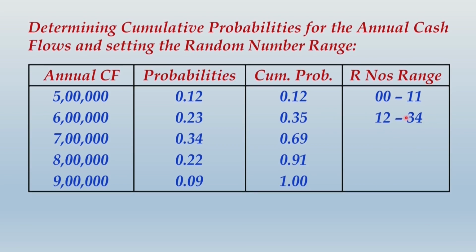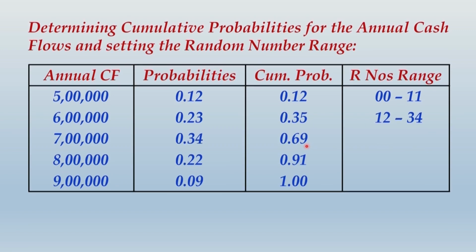Now you look at one thing, 12 to 34. If you count the number of 2 digit random numbers that we have taken, it is basically from 34 you subtract 11, it is 23 random numbers ranging from 12 to 34. So if you count the number of random numbers over here, like 12, 13, 14, 15, 16 and so on, there will be 23 such numbers ranging from 12 to 34. Then the cumulative probability is 0.69.